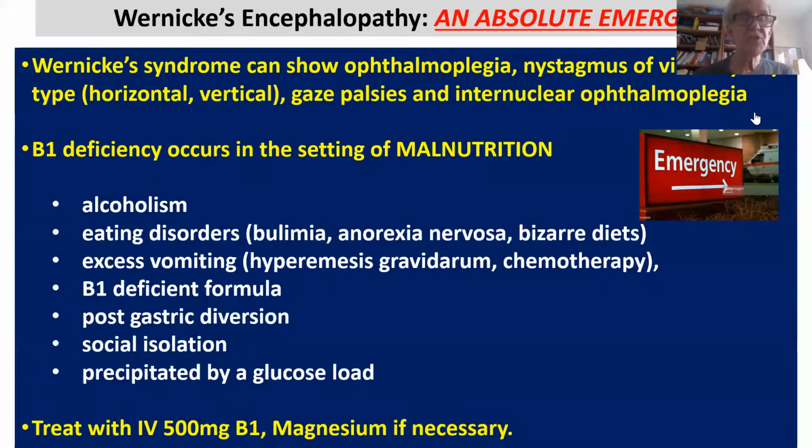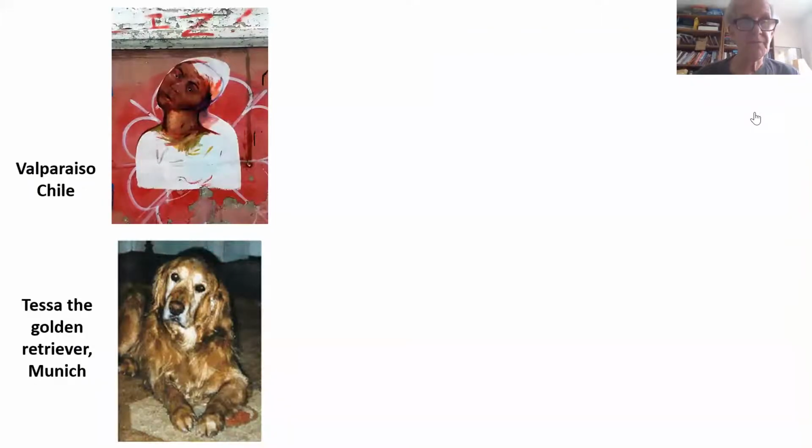Treat emergently, immediately with intravenous 500 milligrams of B1. Watch out if they don't respond, make sure that their magnesium is not also deficient. You need magnesium. It's another important cofactor for the enzymes in which B1 is involved. Well, I think we'll finish up with a little bit about skew deviation, if that's okay.